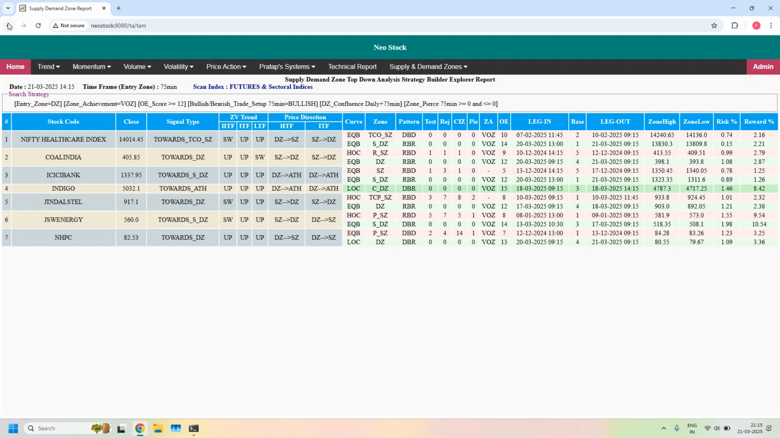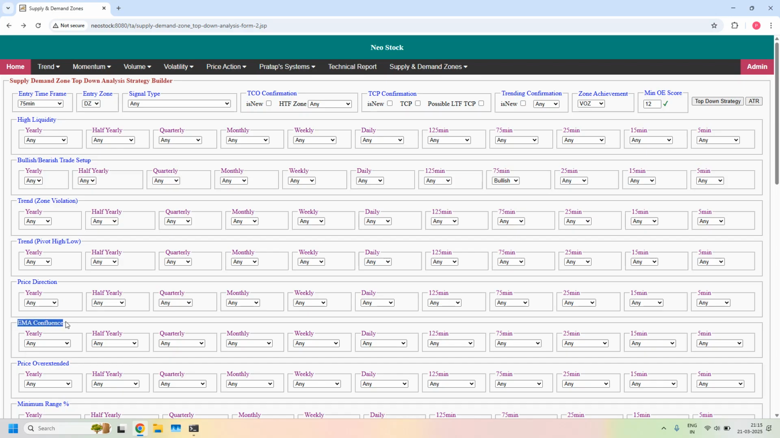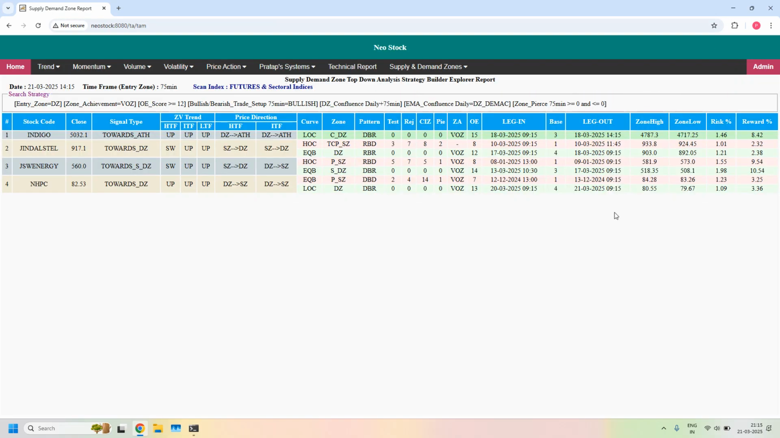Let's filter. In the EMA confluence, daily time frame, because the 75 minute entry time frame demand zone is overlapped with the daily demand zone. That's why we are setting that the daily demand zone has daily EMA confluence. So with this filter, we got 4 stocks. In these 4 stocks, the 75 minute demand zones might have an even higher probability to succeed.